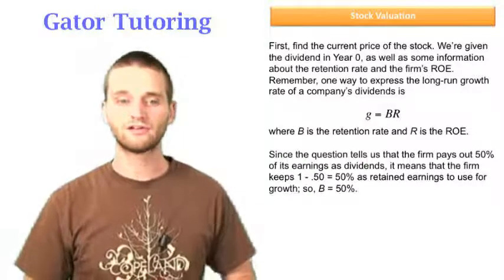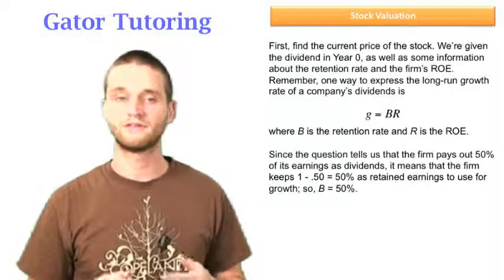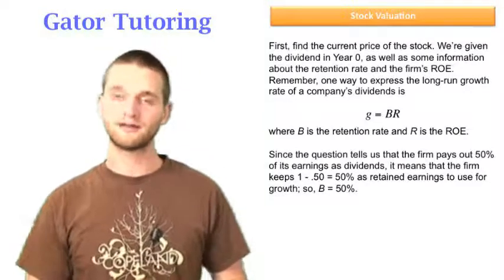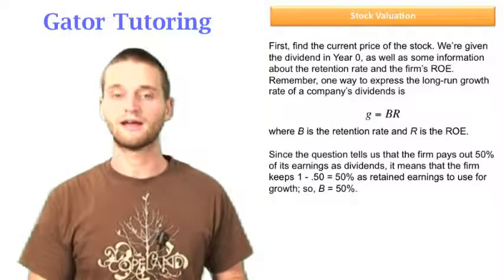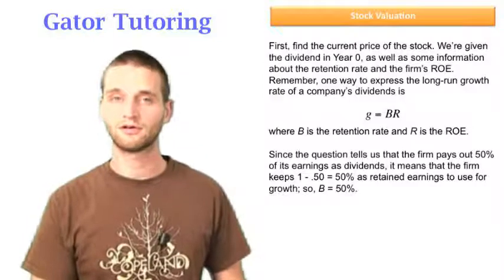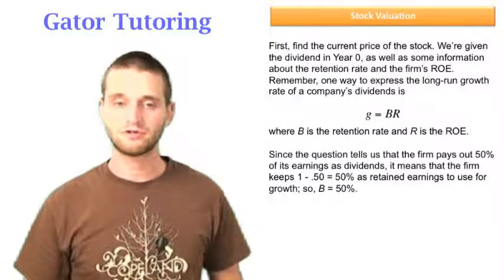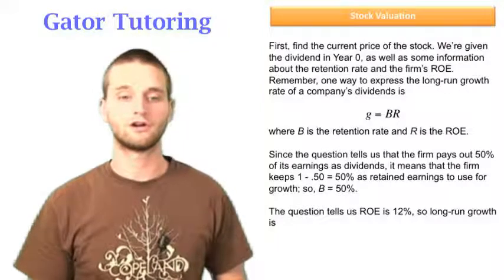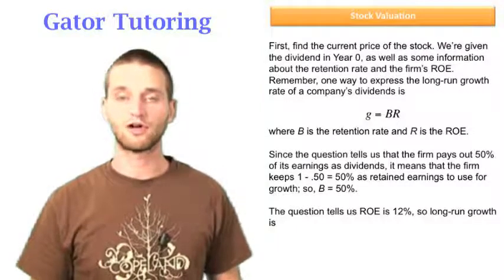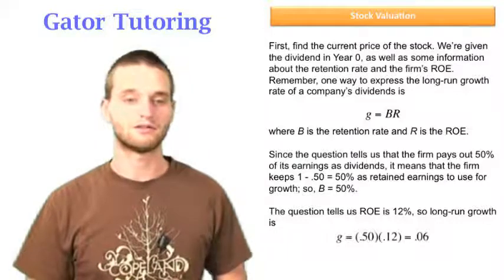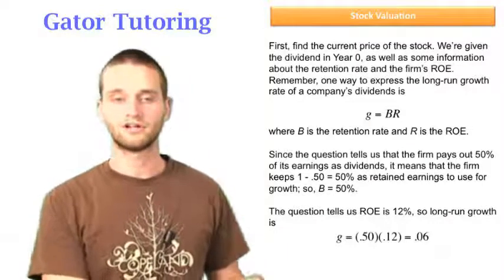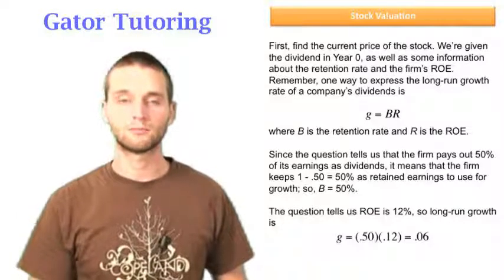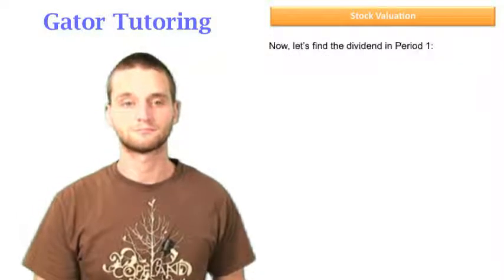Since the question tells us that the firm pays out 50% of its earnings as dividends, it means that the firm keeps 1 minus 50%, or 50%, as retained earnings to use for growth. So b, our retention rate, equals 50%. The question tells us that the return on equity is 12%. So the long run growth rate is just the product of these two things. The 50% retention rate times the 12% return on equity gives us a long-term growth rate of 6%.